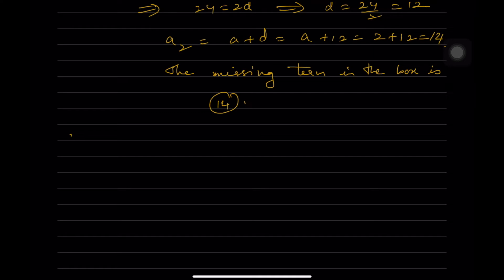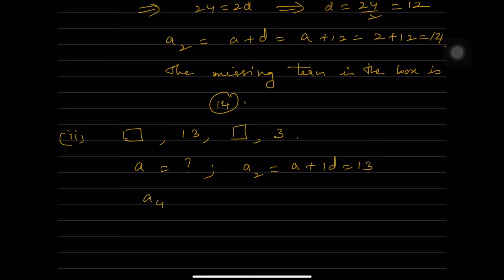Okay, going into the next second one, we have this: we don't know what the first term is, then 13, then a box, then 3. So a, we don't know how much it is. a2 we know is equal to a + 1d, which is equal to 13. Then a3 we don't know. Then a4 is equal to a + 3d, which is equal to 3. This is given to us.